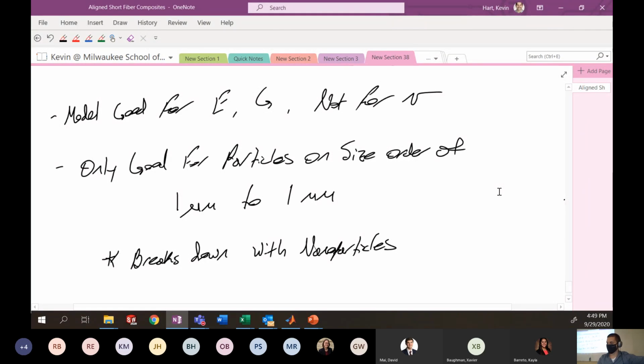Size on order of 1 micrometer to 1 millimeter. This is micrometer.